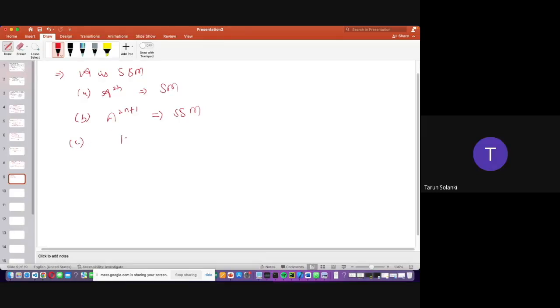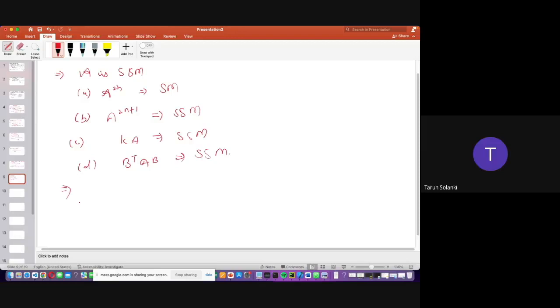Next, kA is also a skew symmetric matrix, and B transpose AB is also skew symmetric, where B is a square matrix of the order of A, right?